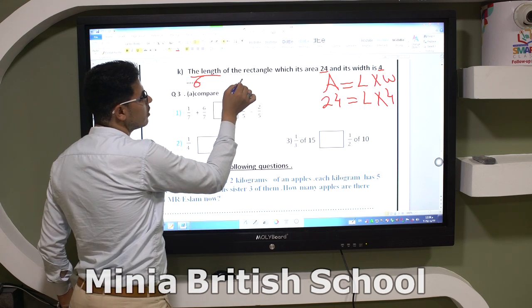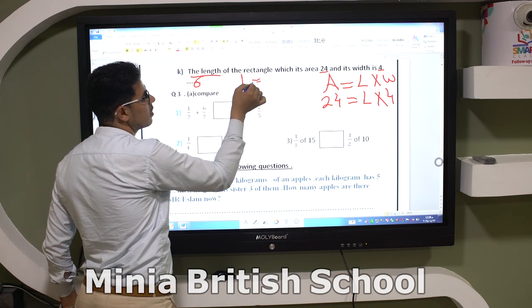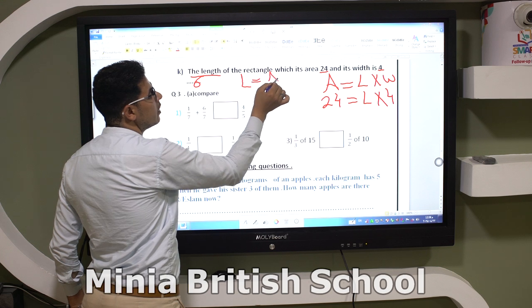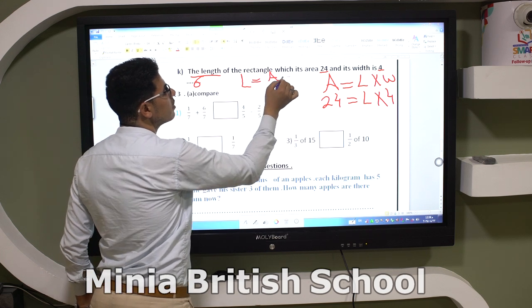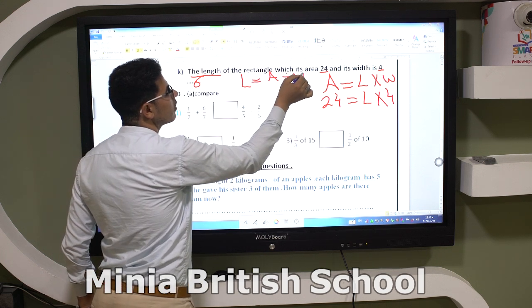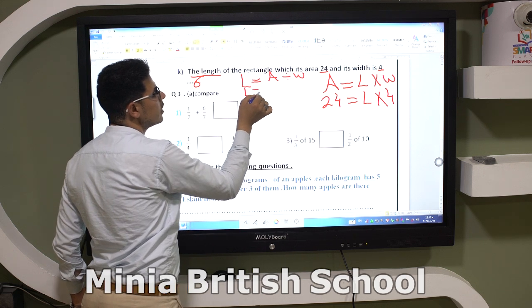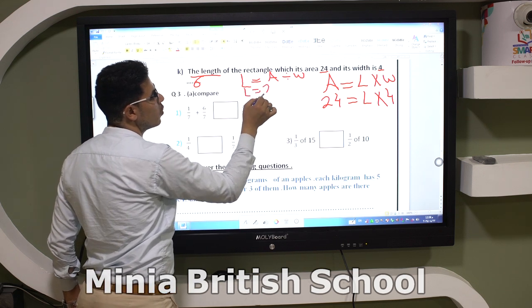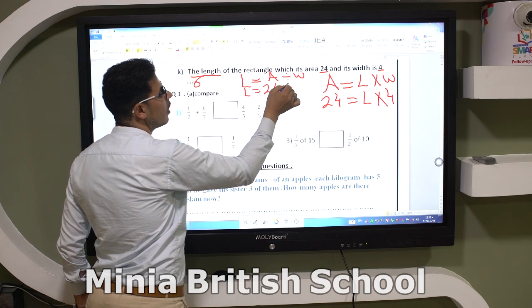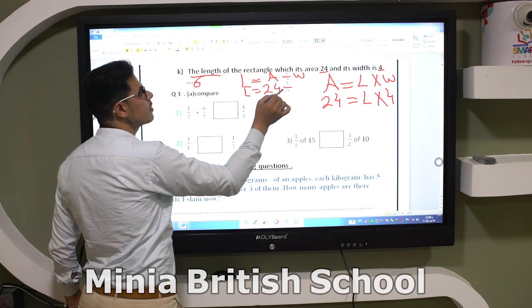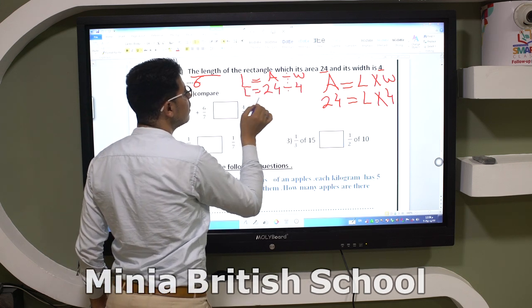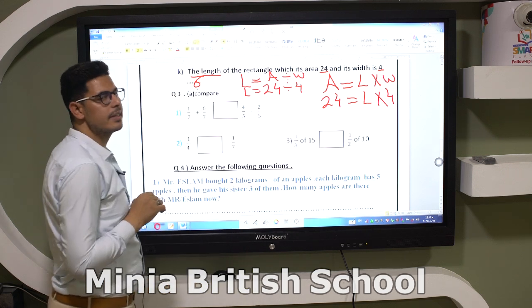You can write the rule as: length equals area divided by width. So here the length equals the area, 24, divided by 4, gives me the same answer. It will be 6 also.